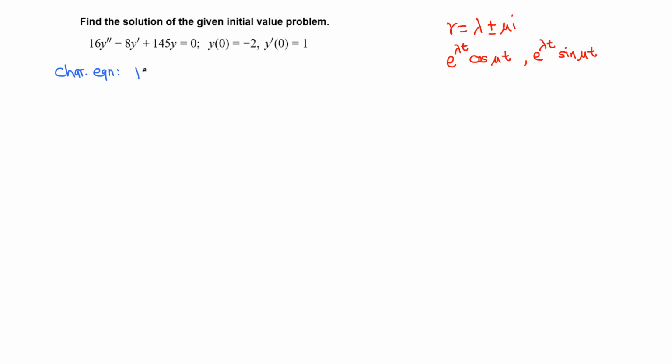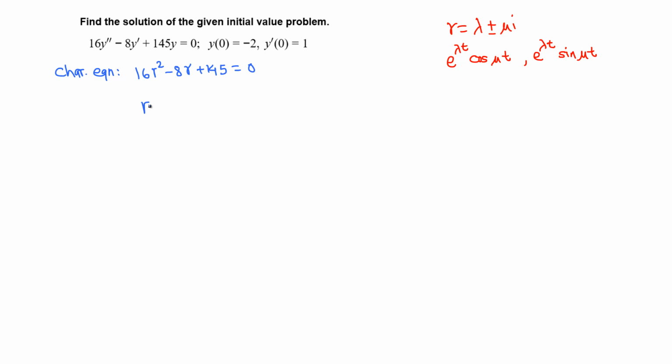Okay, so to solve, we first find the characteristic equation. That's 16r squared minus 8r plus 145 equals 0. Okay, now we solve this for r. The plus means we have to get 8 by addition of the factors of 145 times 16. Very small, so it's not going to happen. So let's use the quadratic formula to solve for r.